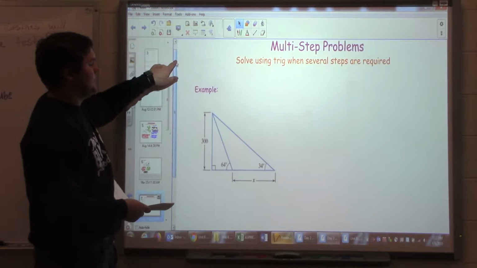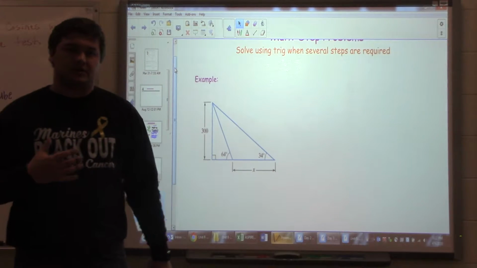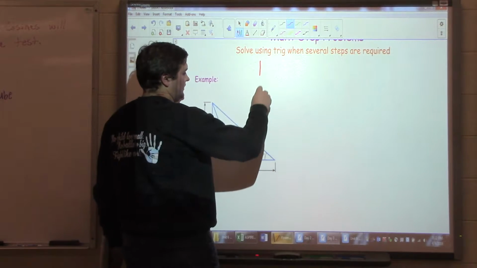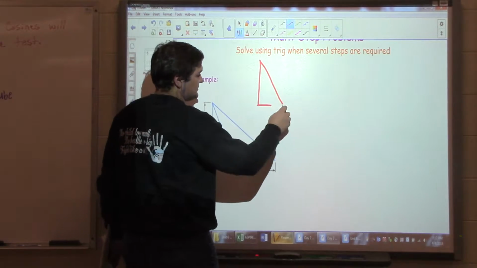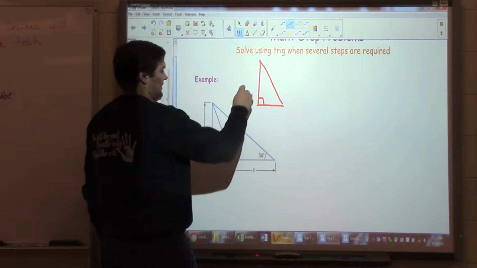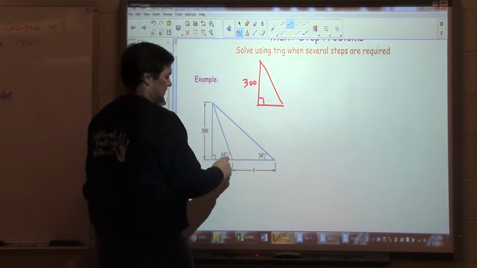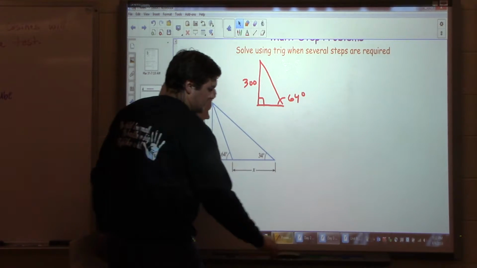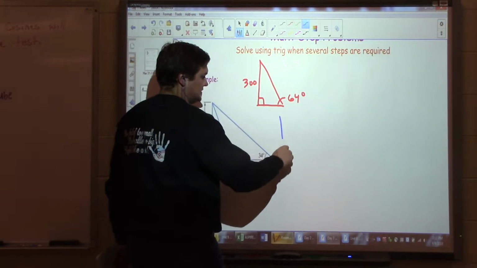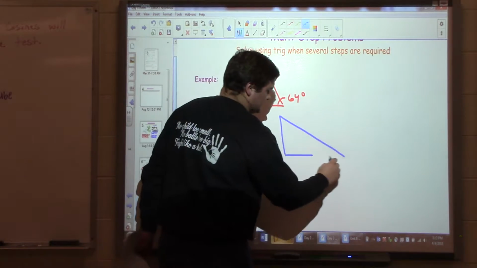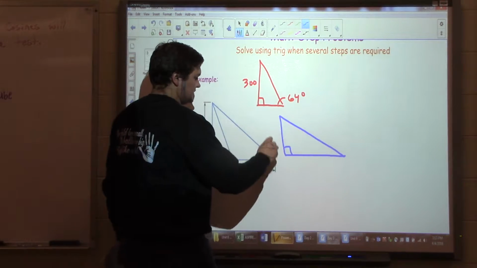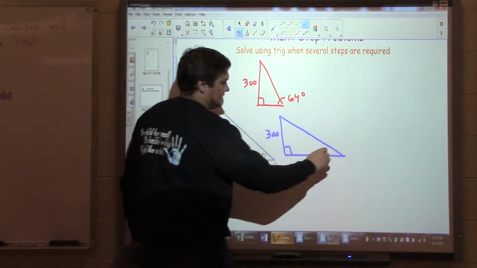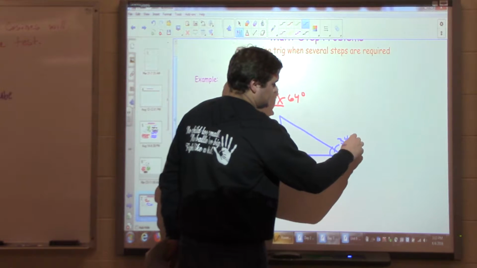Next type of problem. We have two triangles that kind of overlap with each other. They're both right triangles, but they overlap. If I draw them both out, I have a smaller triangle where my height is 300 and I have an angle of 64 degrees. I have a bigger triangle, still, height's 300, right? Just taking this big one out, and I have an angle of 34 degrees over here.